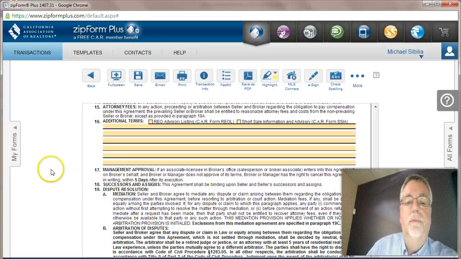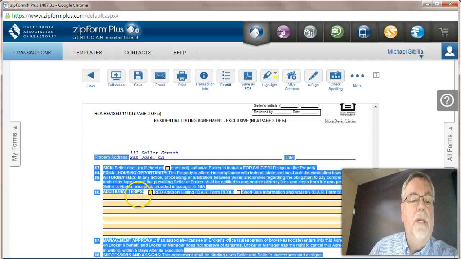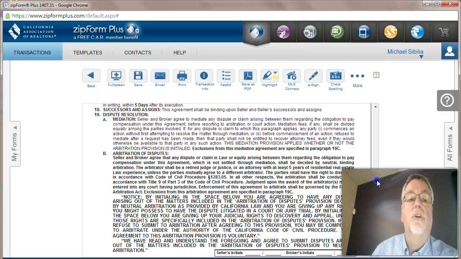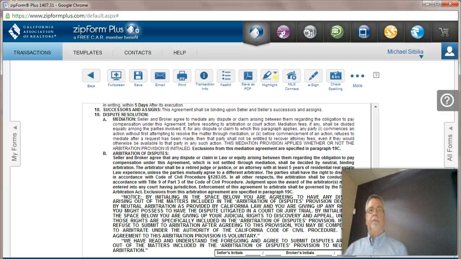Management approval, broker may not like it. Dispute resolution is mediation and arbitration. And what I used to say to people, by the way, the CAR has a little brochure that you can print out that explains mediation and arbitration if you want to take it with you and leave it with them.